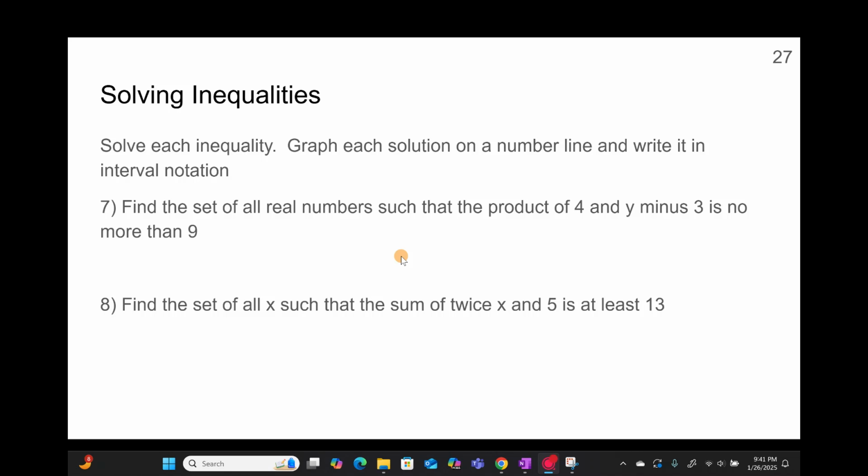First problem, which says, find the set of all real numbers such that the product of 4 and y minus 3 is no more than 9.